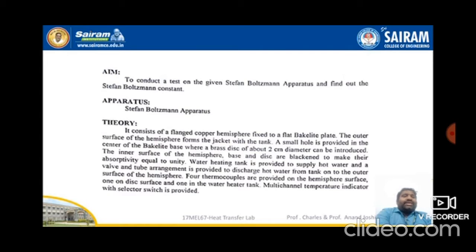You know that for thermal radiation, Q is equal to sigma into A into (T1 to the power of 4 minus T2 to the power of 4). This is the equation. In this equation, the sigma value is the Stefan-Boltzmann constant. That value you are going to find out.